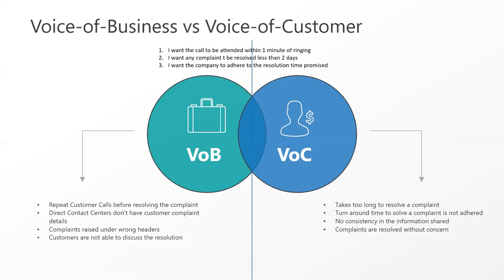Next is complaints raised under wrong headers. Now my complaint was related to network, but because of the agent's issue, he has written it within the value added services. Next is, customers are not able to discuss the resolution. That means the agents are not able to spend more time, right? So if you see the top one, it says, I want the call to be attended within 1 minute of ringing, right? This is a very adamant customer. Next is, I want any complaint to be resolved in less than 2 days. He wants everything to be done in 2 days. I want the company to adhere to the resolution time promise. If the company says, okay, resolution time is, let's say, 2 days, then they have to do it in 2 days, right? Basis voice of customer.